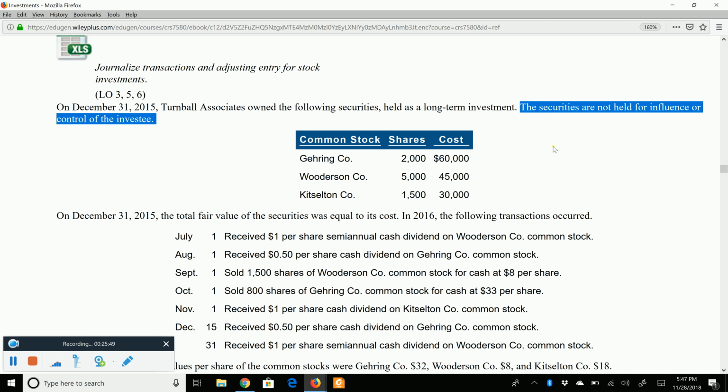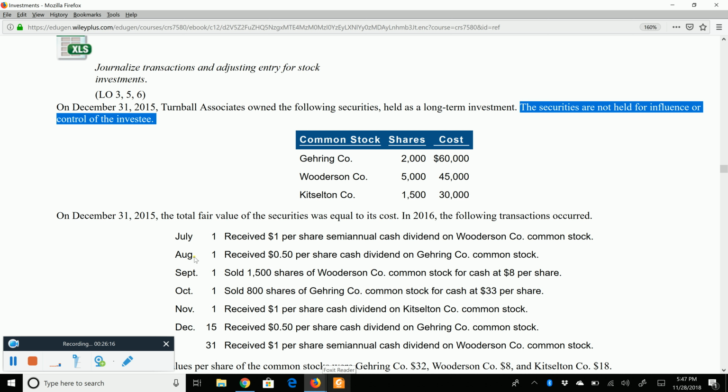All right, so we got a lot out of those two sentences before we even go through any of the journal entries. And that's very, very important. You have to understand how much of the other company you own. That is going to tell you which accounting method, either cost, equity, or consolidation. And are we holding it as a trading security, meaning short-term, or a long-term investment using available for sale?